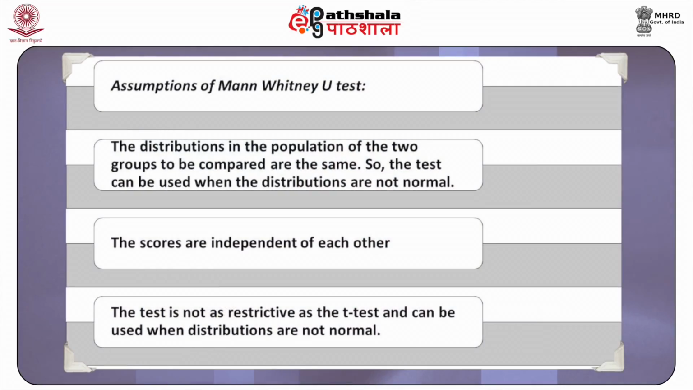The assumptions of Mann-Whitney test. The distributions in the population of the two groups to be compared are the same. So, the test can be used when the distributions are not normal. The scores are independent of each other. The test is not as restrictive as the t-test and can be used when distributions are not normal.